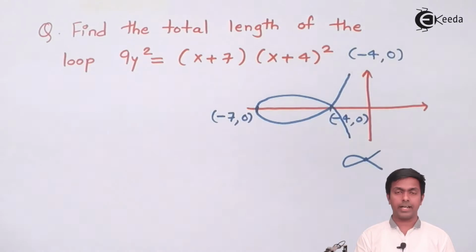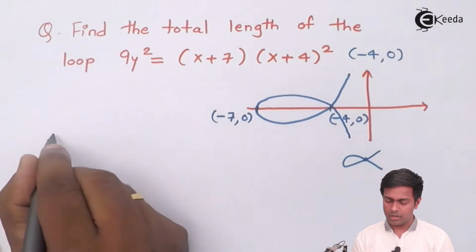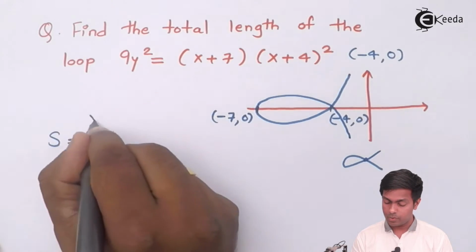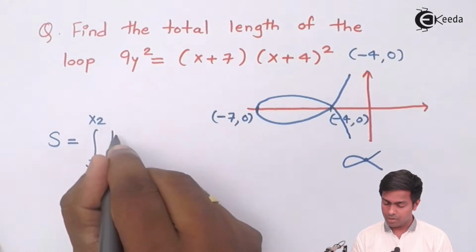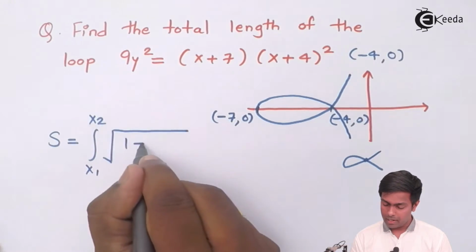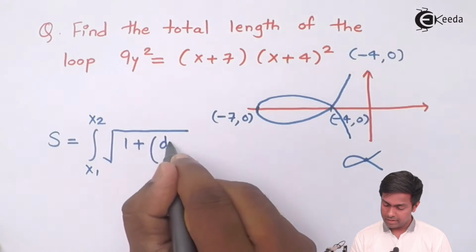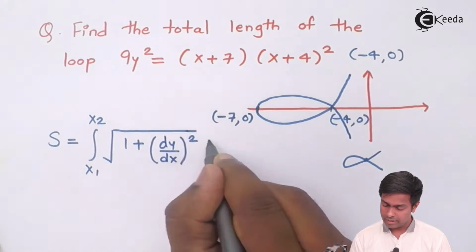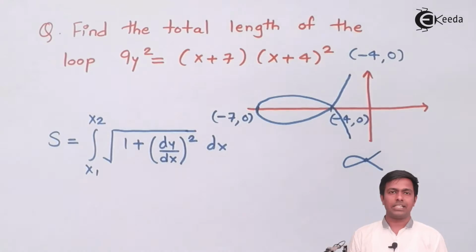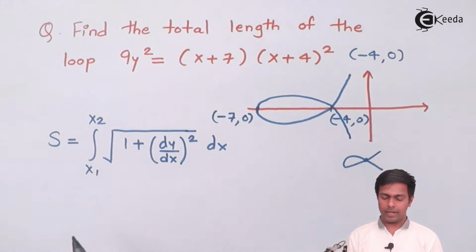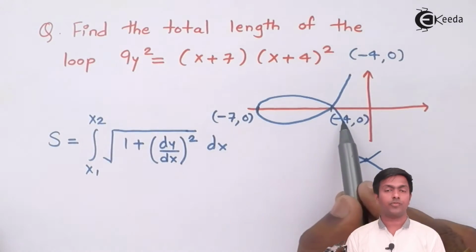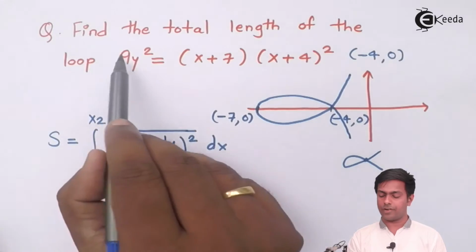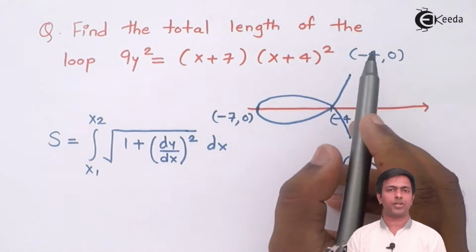So let's write down the equation to find out the length of the curve. It is given by integration from x1 to x2 of under root 1 plus dy by dx the whole square into dx. In our case, x1 is -7 and x2 is -4. Now let's find out the value of dy by dx, and for that we have to differentiate the given equation with respect to x.